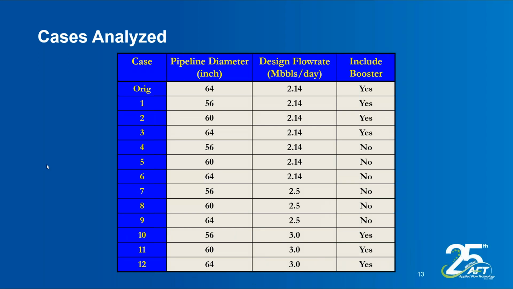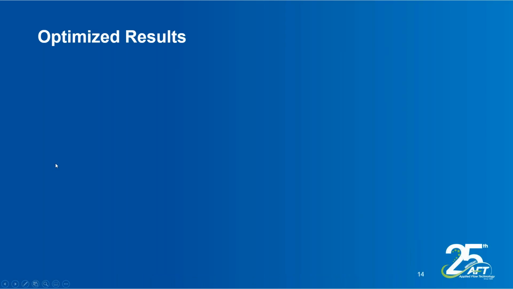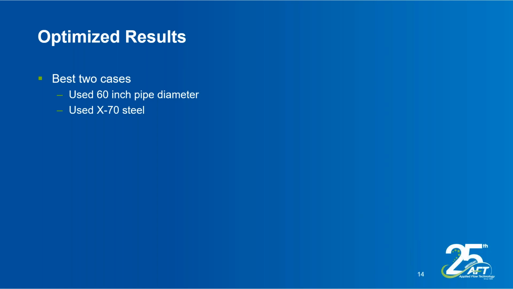So those are 12 cases that they looked at. And here are the results for the best 2 cases. The best 2 cases used a 60-inch pipeline diameter, X70 steel, and it eliminated the booster pumps for the initial flow requirement. That's the 2.14 million barrels per day.